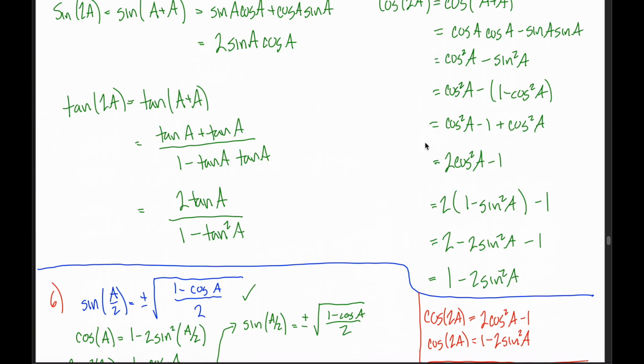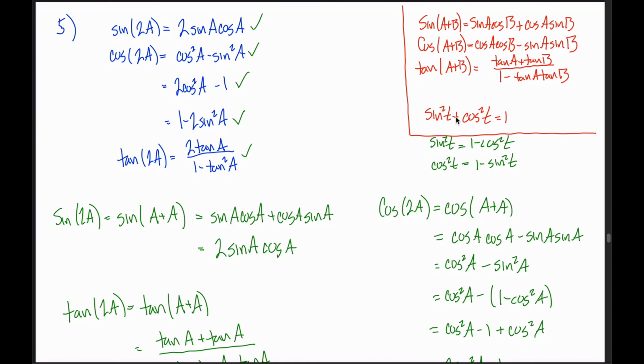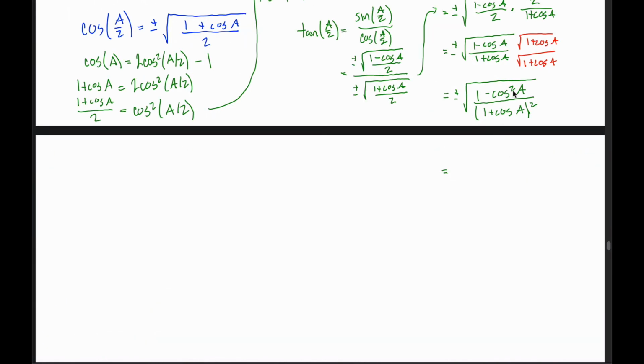And maybe you recognize that. Maybe you remember from your Pythagorean identity that because sine squared of an angle plus cosine squared of an angle is always equal to 1, if I subtract cosine squared from both sides, I get that sine squared of an angle is 1 minus cosine squared of an angle. So if I'm ever lucky enough to have 1 minus cosine squared of an angle, like I do right here, I can replace that with sine squared of that angle.